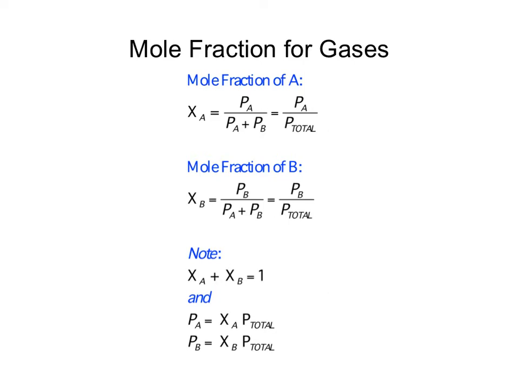So similarly for B, remember we said moles of B divided by total moles. Now it's partial pressure of B divided by the sum of the partial pressures, which is P total. The sum of the two mole fractions is 1. And similarly, partial pressure of A is equal to mole fraction times P total, and similarly for B. All right, so this one is exclusively for gases. The last one in terms of mole you can use for solutions or for gases.